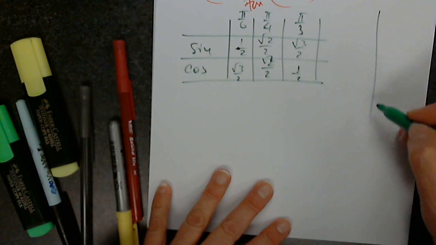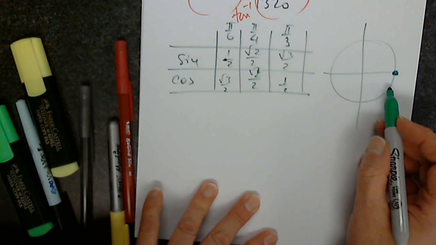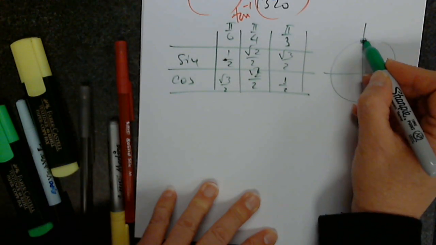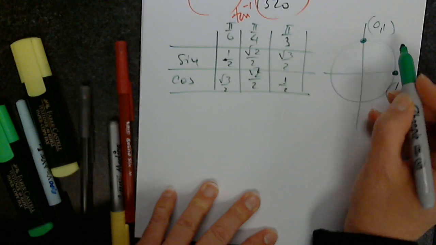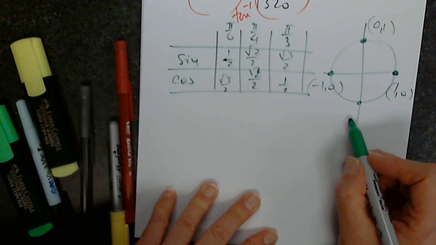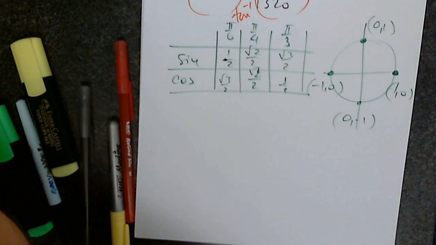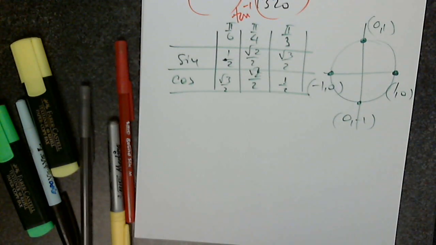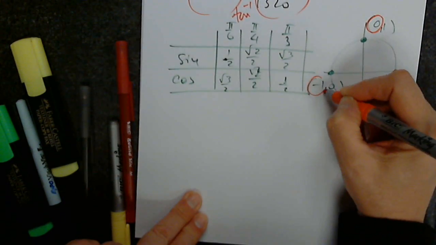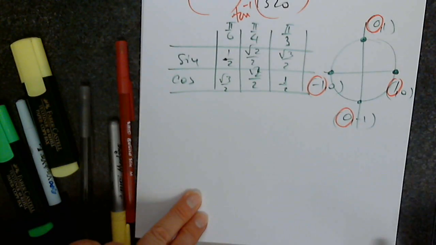Okay, now around the unit circle. What are the coordinates of this point? Very good. Coordinates of this point. Very good. Coordinates of this point. Very good. And finally? Good. Now, which is the first coordinate? Is it sine or cosine? Excellent. Very good. So this and this and this and this are all cosines for those angles.